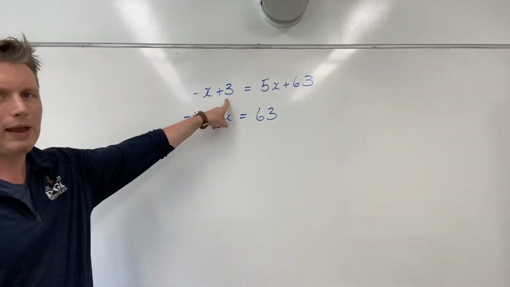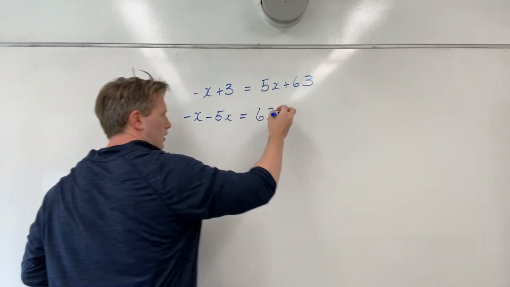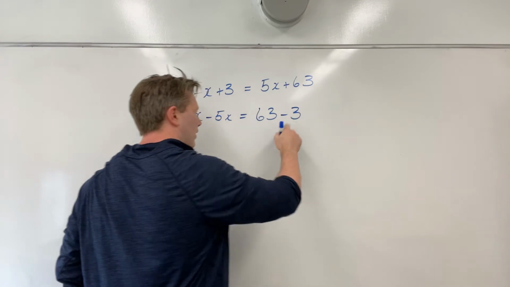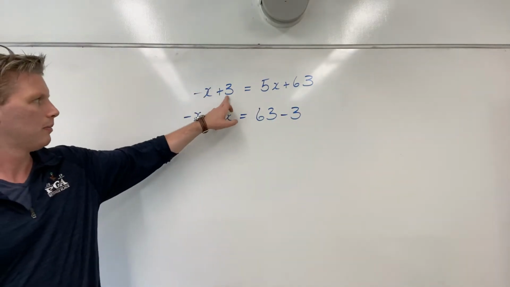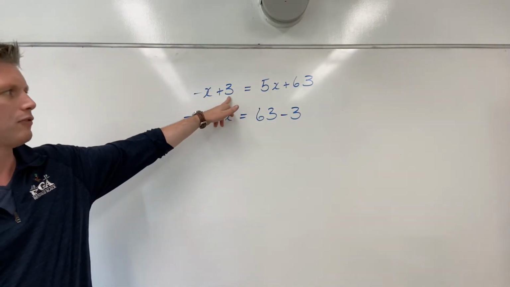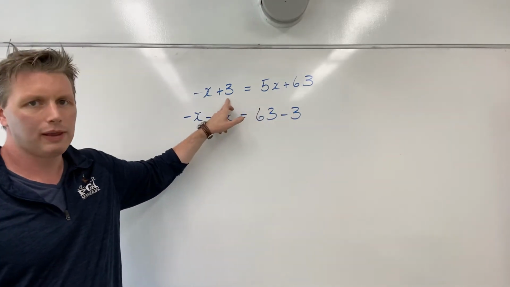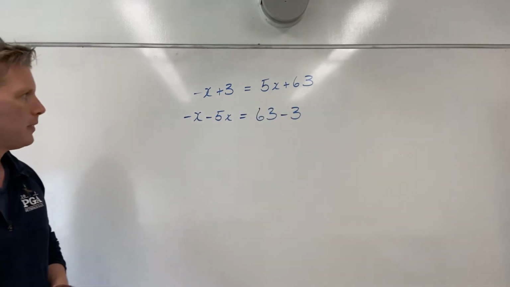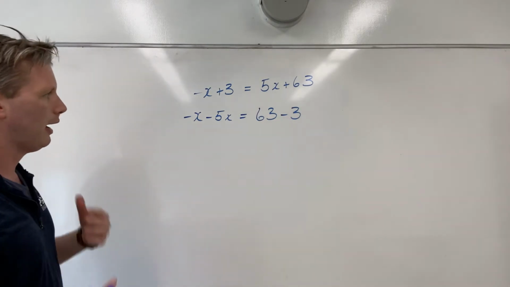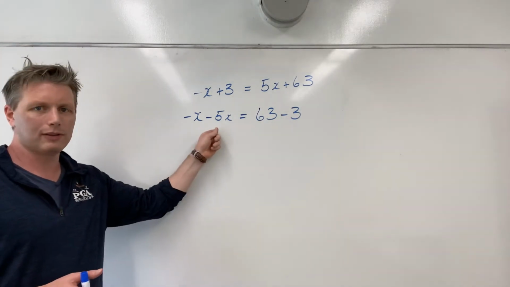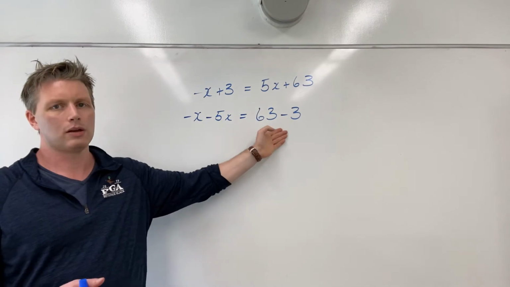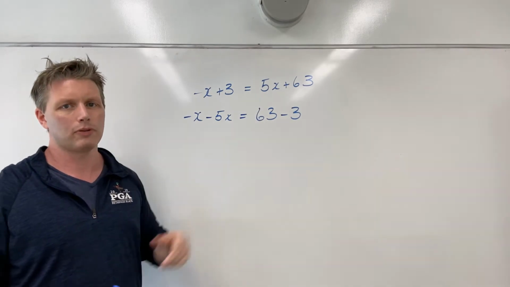And I have subtracted 3. I need to subtract 3 from both sides. So I have minus 3. My 3 is no longer here. Again, if you like to think about it that way, I've subtracted 3 from the left-hand side to the right-hand side. And so I now have all my x's on the left and all my constant values, all my numbers on the right.